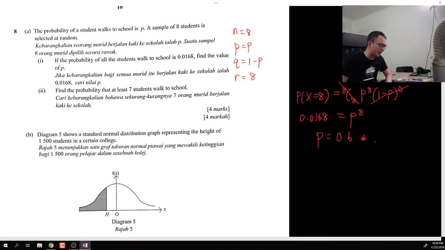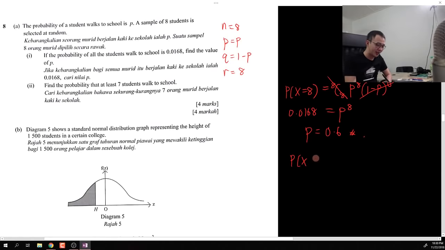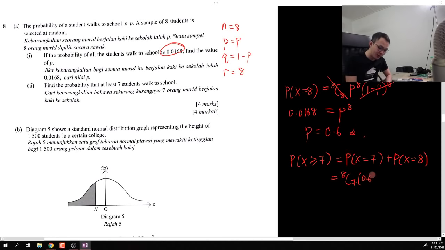So find the probability that at least 7 students will walk to school. If at least 7 students, that means X needs to be bigger than or equal to 7. So this is the probability for X equals 7 plus the probability for X equals 8. X equals 8 we already have, which is 0.0168. So I just need to find 7. It'll be 8C7. I got my P right, so 0.6 power of 7 and 0.4 power of 1, and then plus 0.0168.